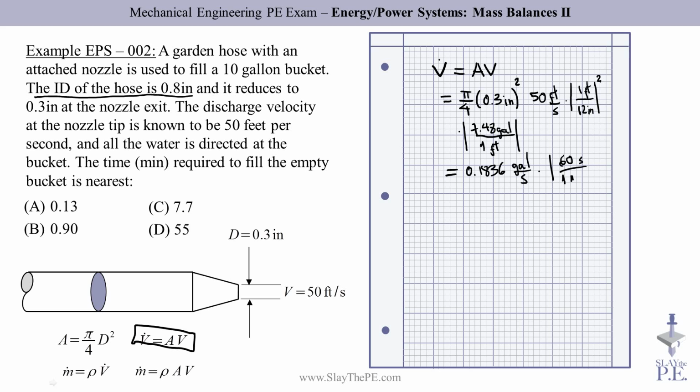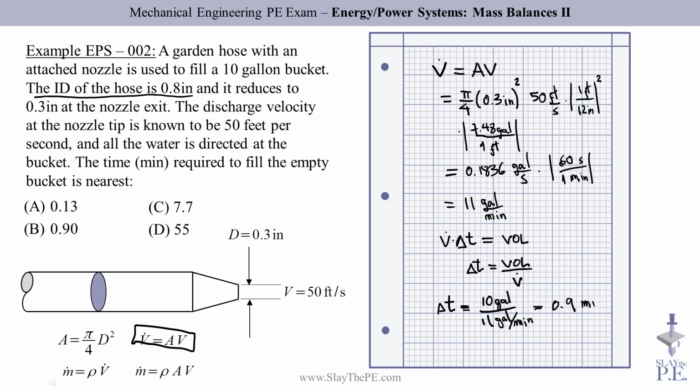Another step we could take here is to express it in gallons per minute. So we use another conversion factor here, 60 seconds for 1 minute. And in this way we get approximately 11 gallons per minute. So if we have a volume flow rate, V dot, and you multiply the time interval delta t times that volume flow rate, you get a total accumulated volume. So if that volume is 10 gallons, the volume of the bucket, and you divide that by the rate, then you're going to get the time required to reach that value. In this case, our volume is 10 gallons, and our rate is 11 gallons per minute. So we get a time interval of about 0.9 minutes.